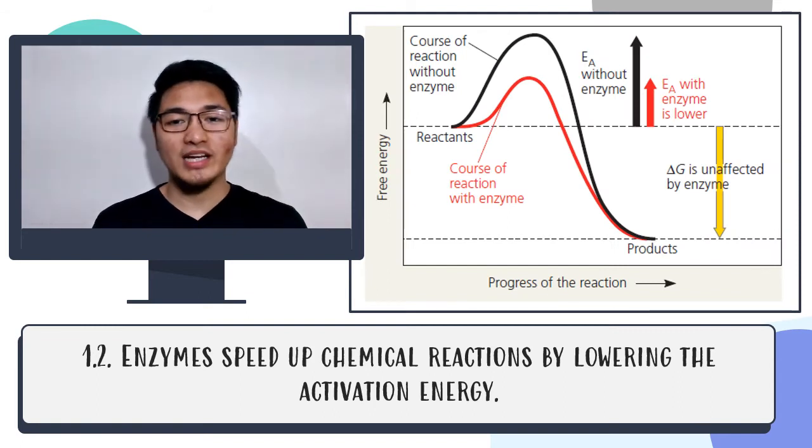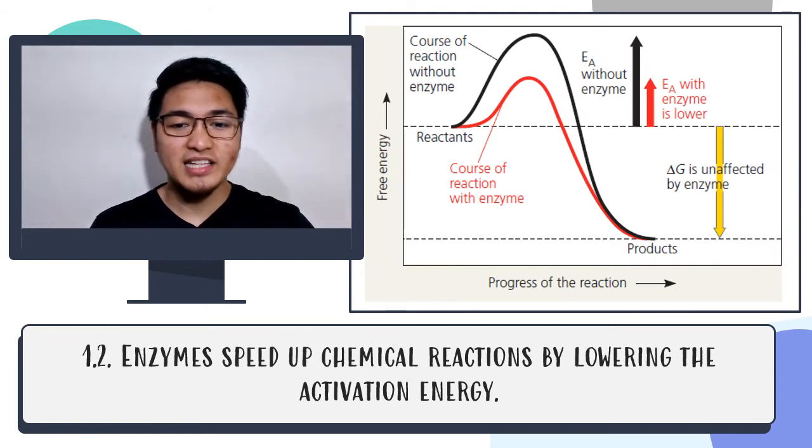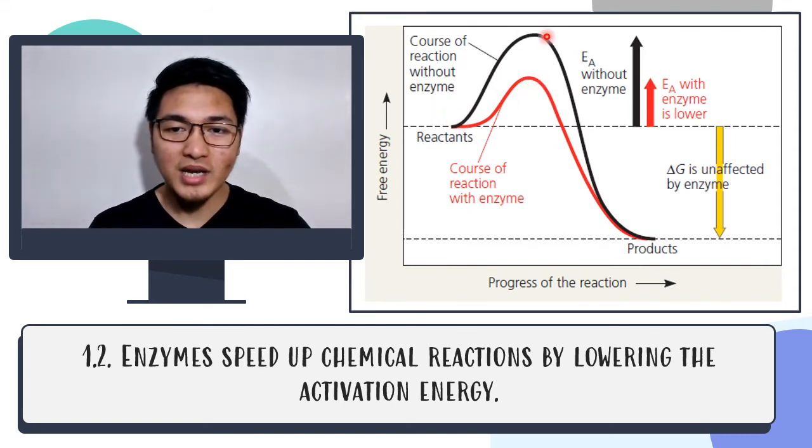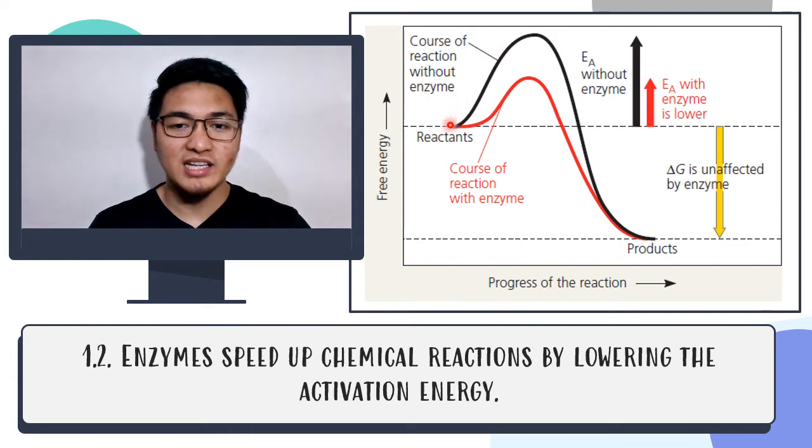So paano yung ginagawa ng enzymes? Enzymes, sabi natin, lower activation energy. So yung enzymes, ginagawa niya, binababaan niya yung activation energy. So imagine, itong black dito sa figure natin is yung course ng reaction without an enzyme. So mataas yung activation energy na needed. If you have an enzyme, it lowers the activation energy needed.